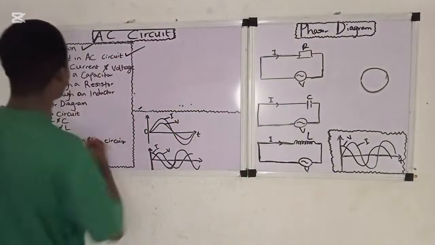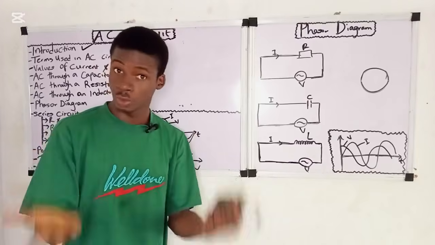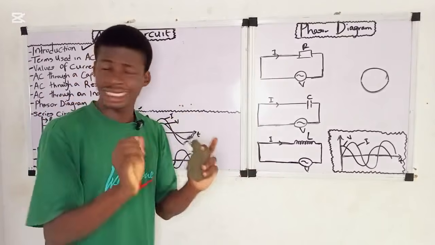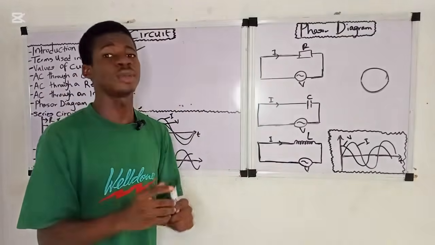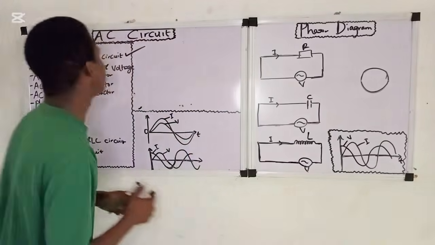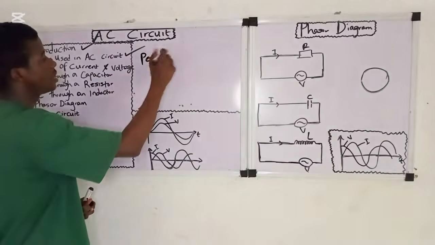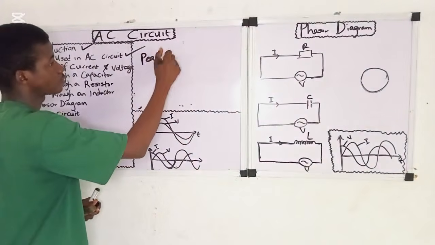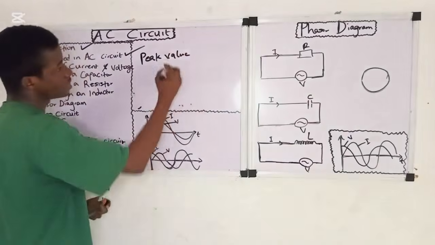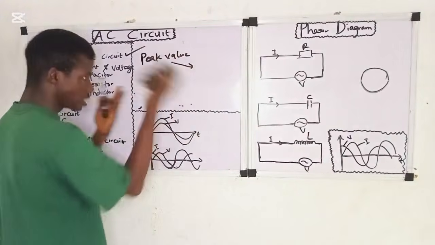Now let's look at the values of current and voltage in AC circuits. The first thing you need to know is that, unlike in DC, in AC there are different values of current. These are the values you need to know in AC circuits. One of the values is the peak value.